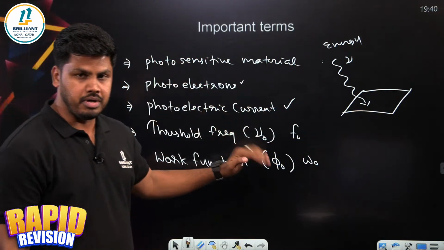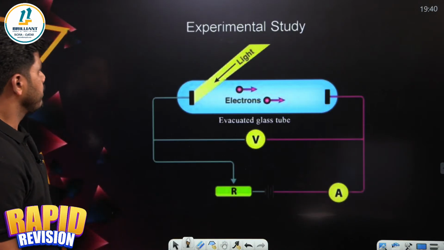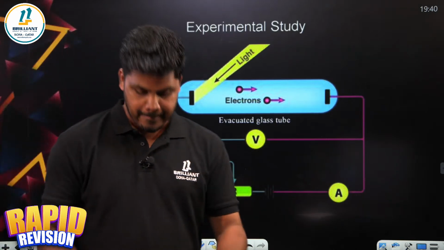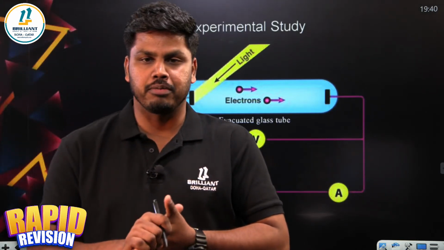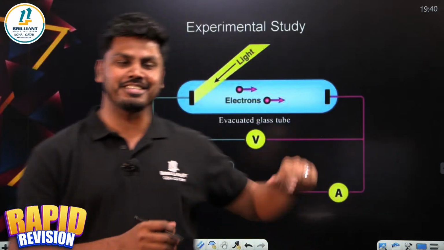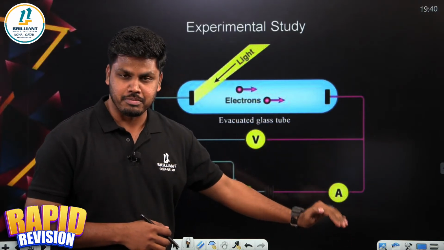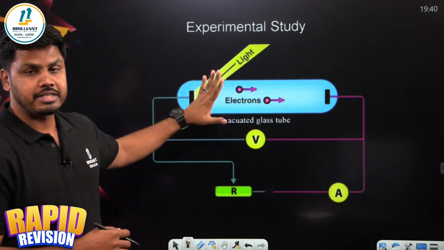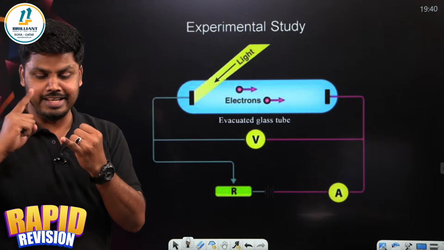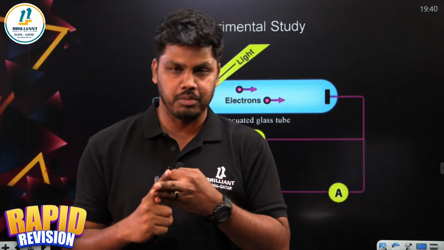We are coming to the detailed study of the photoelectric effect. We will use all these terms in our discussion. Experimental study is one of the important topics from this chapter. We are going to study the factors affecting photoelectric emission. We get repeating questions from this part, and we have to explain three factors: intensity of incident radiation, frequency of incident radiation, and applied potential.